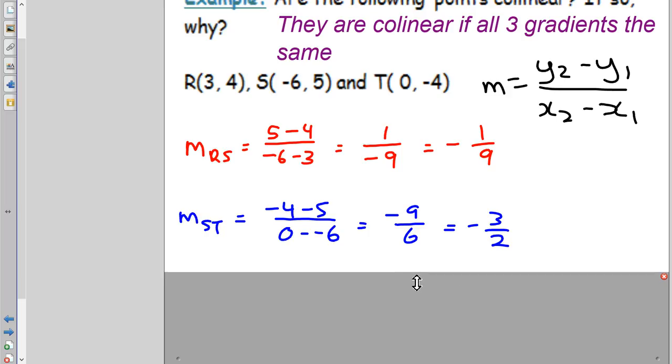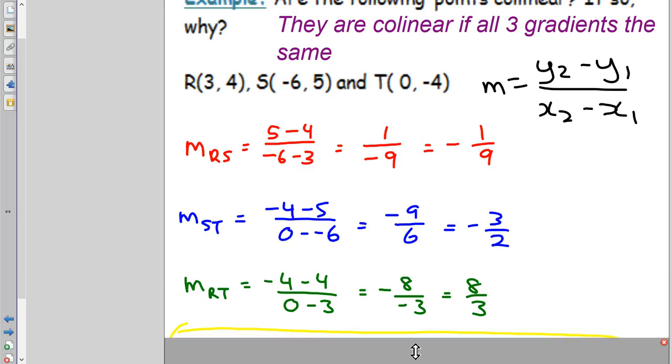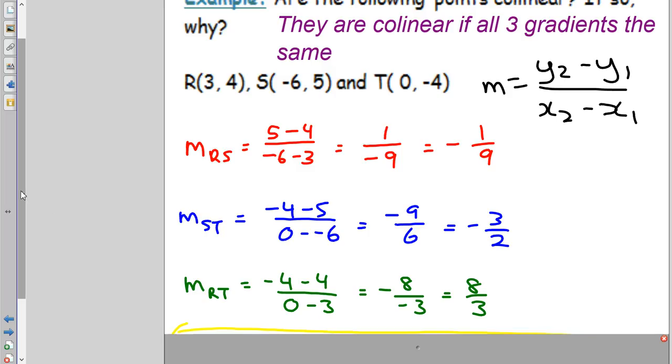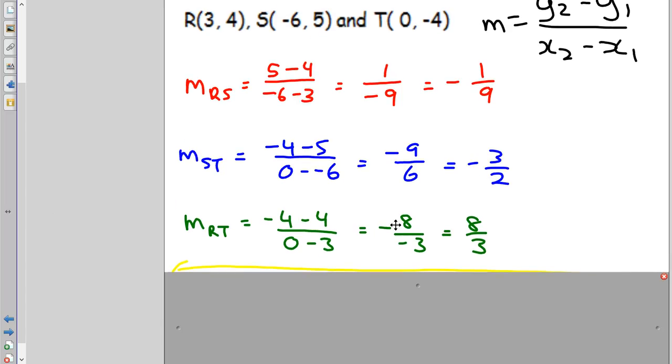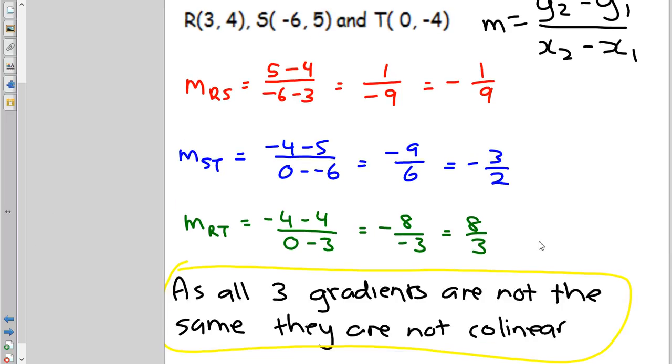What's the last gradient I need to find? I need to find the gradient of R and T. So feel free to pause and work that out yourself. Gradient of RT, we got 8 over 3. So you've definitely proven that they're not collinear. So as all three gradients are not the same, they are not collinear.